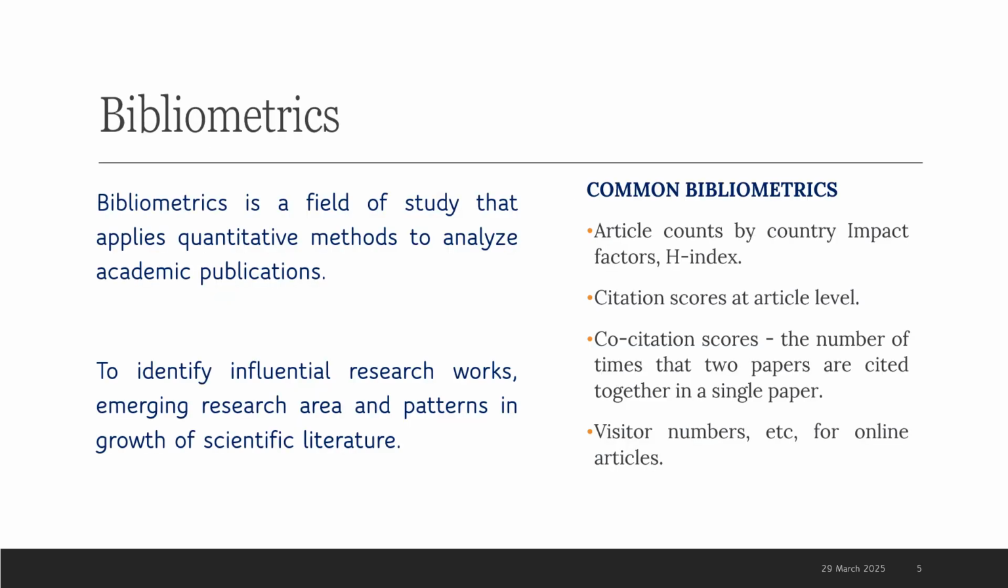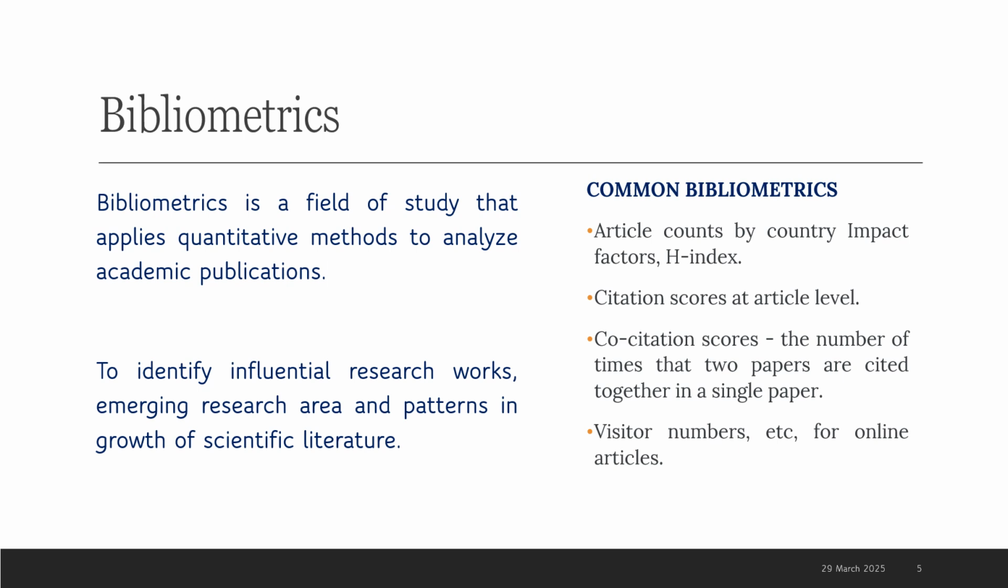Bibliometrics is a field of study that applies quantitative methods to analyze academic publications. It focuses on tracking the number of publications, citations, and research trends to evaluate the scholarly impact of researchers, institutions, and entire fields. The term bibliometrics comes from the Greek word biblion, meaning book, and metron, meaning measure.